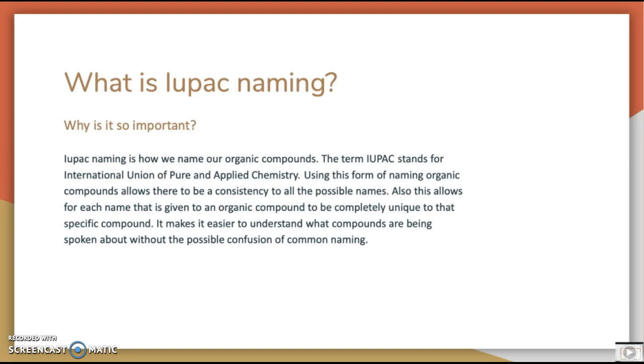Using this form of naming organic compounds allows there to be consistency to all the possible names. Also, this allows for each name that is given to an organic compound to be completely unique to that specific compound. It makes it easier to understand what compounds are being spoken about without the possible confusion of common naming.